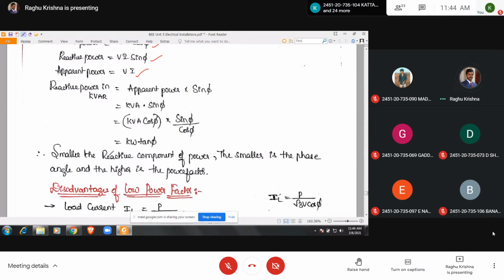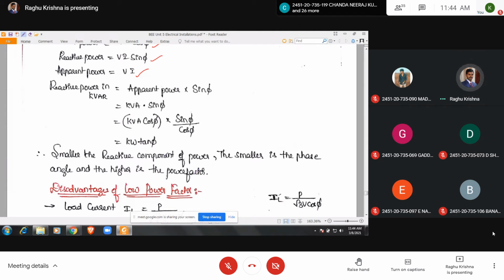Now, if the reactive component of the power is small, what happens? Tan phi will be small. So what about the angle? Phi will be small. So the smaller the reactive component of power, the smaller is the phase angle, and the higher is the power factor. Is it clear?